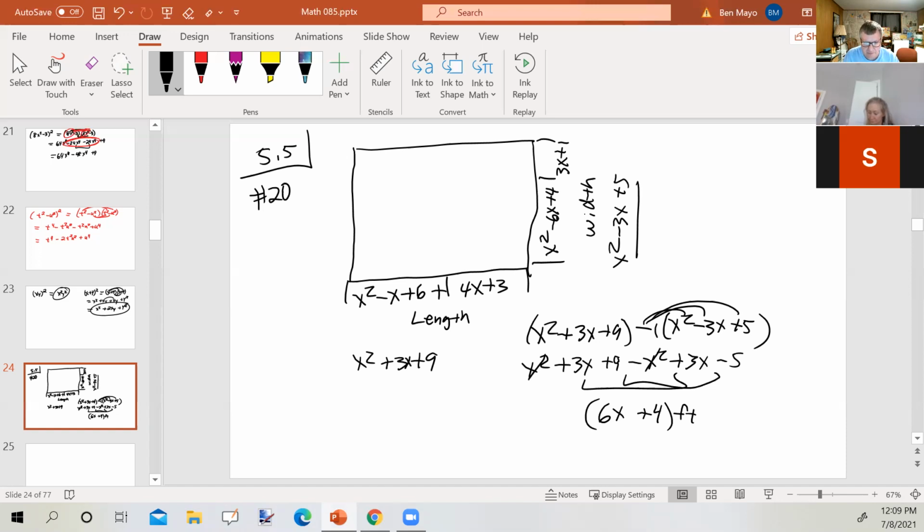We okay with that? Yes, I think what I was missing was that part where we have to distribute. Gotcha, gotcha. Part B says find the perimeter of the apartment.